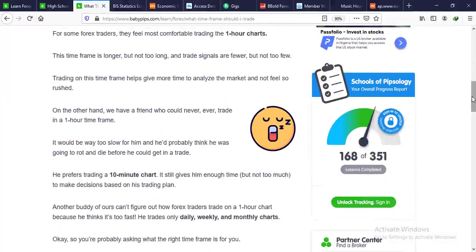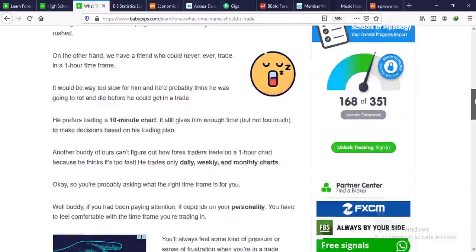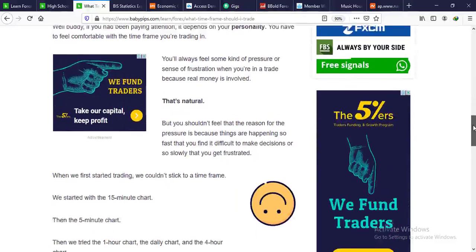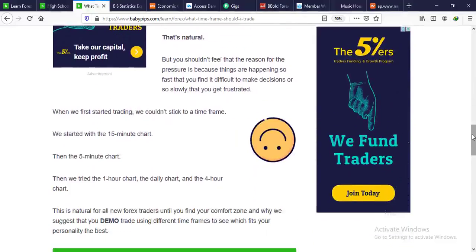Some traders prefer 10 minutes, some prefer the 5 minutes, some consider the daily, the weekly or monthly chart. So it all boils down to your personality, what you are comfortable trading. When we first started trading, Babypips is saying we could stick to one time frame.